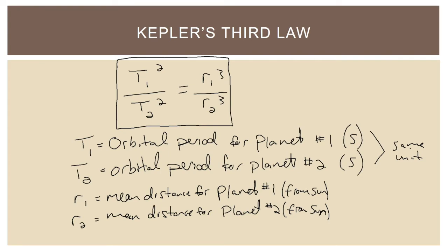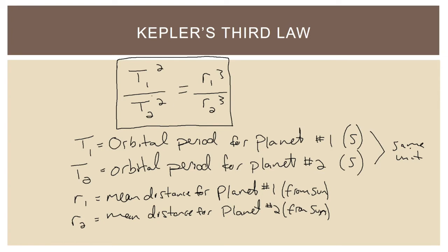Well, you're going to have T1 squared over T2 squared. Those units need to cancel, so it should be the same unit. And then you're going to move R2 cubed over here to the left-hand side of the equation. And so the basic idea is whatever unit you plug in for R2, well, then the equation is going to give you that unit for R1.